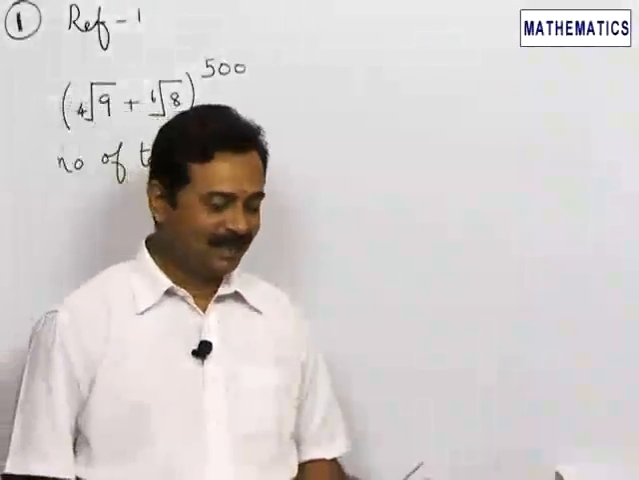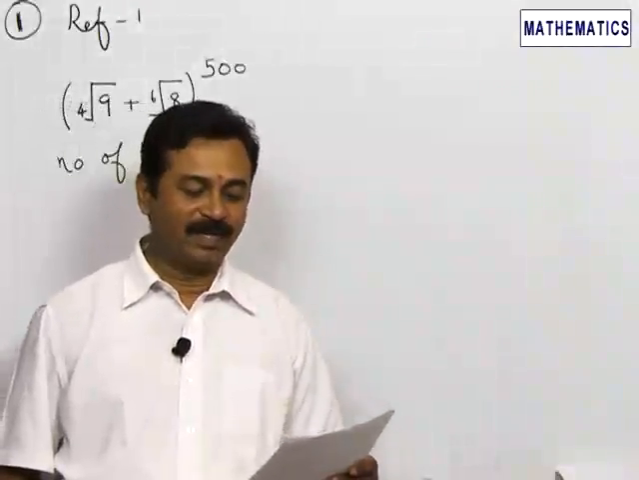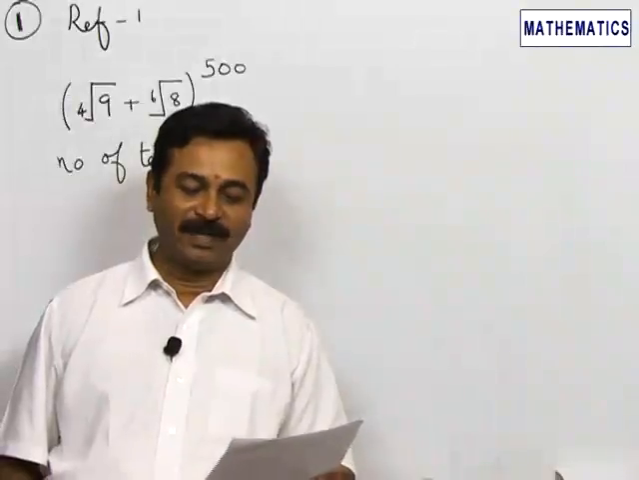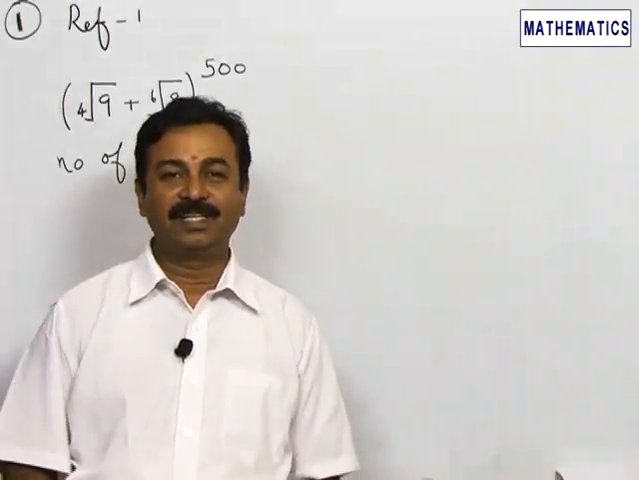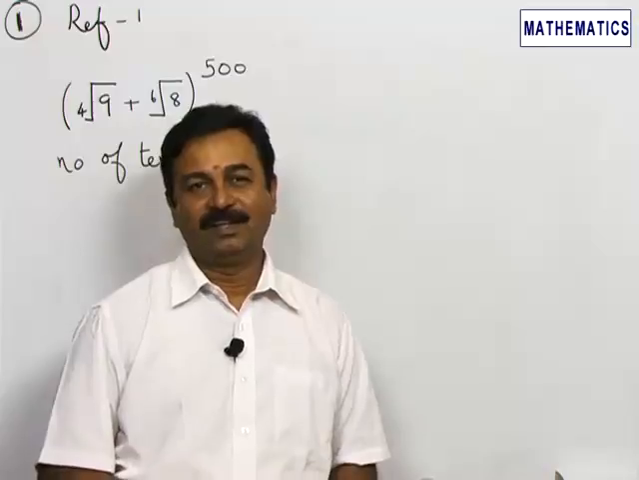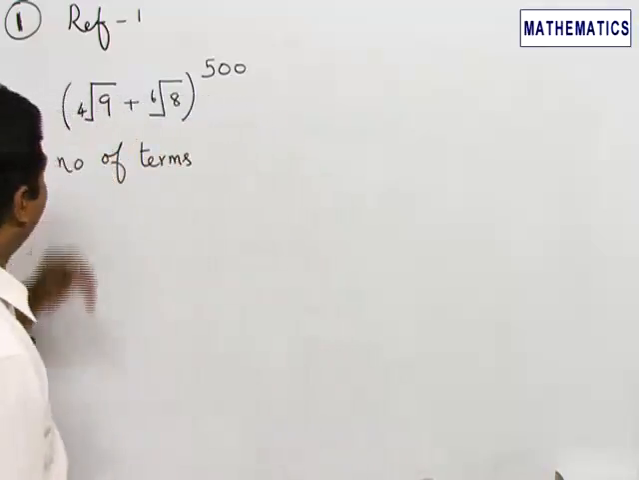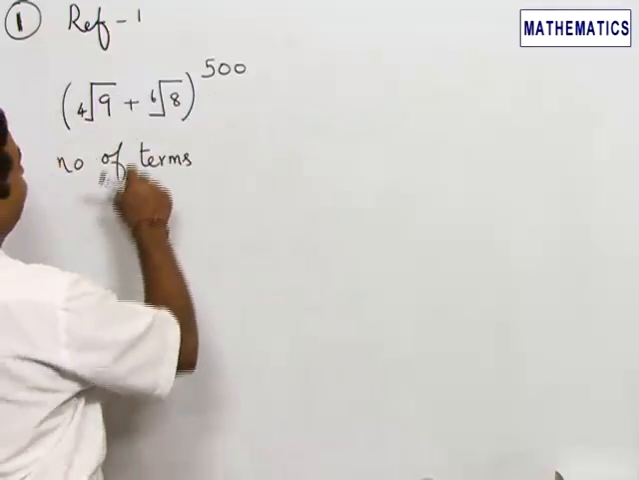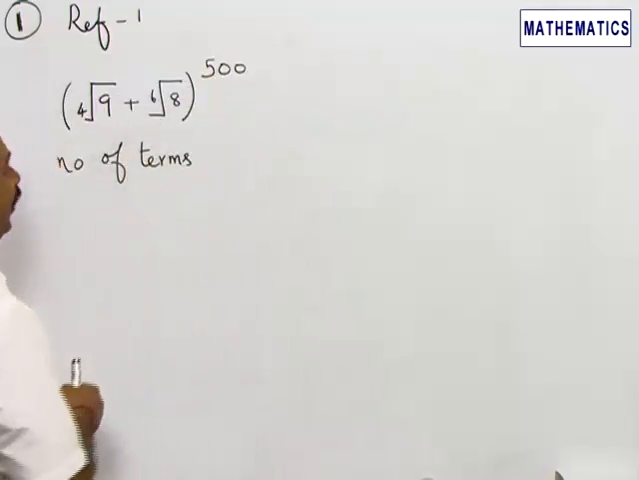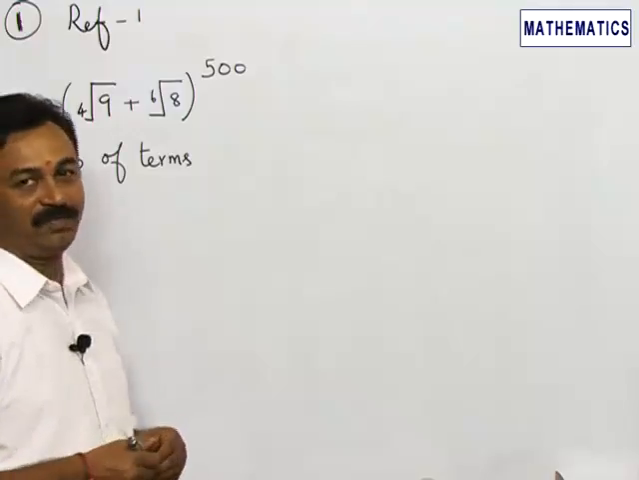Now let us see, in unit 4, permutation, combination, binomial theorem and its application, exponential and logarithmic series. We will see problems in that. Let us refer to the first problem. It is given that (4th root of 9 plus 6th root of 8) whole power 500. We have to find the total number of terms.